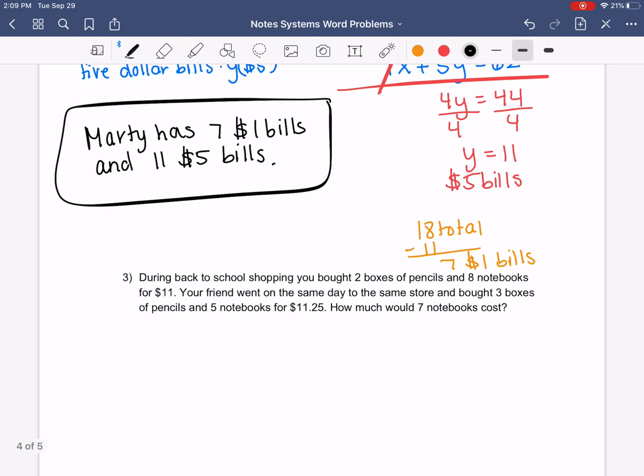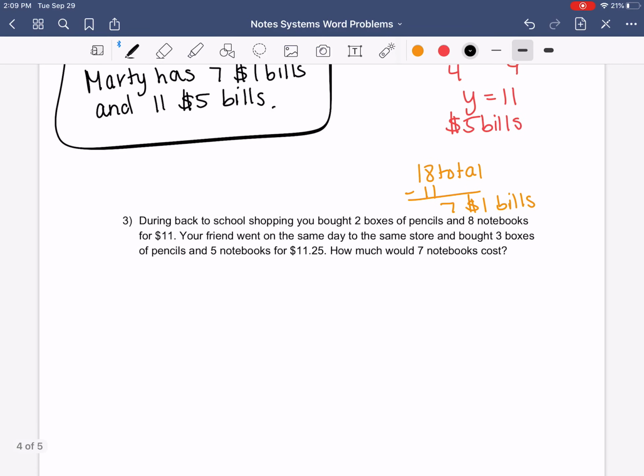All right, last example. You guys can pause and write it down. It says during back to school shopping, you bought 2 boxes of pencils and 8 notebooks for $11. Your friend went on the same day to the same store and bought 3 boxes of pencils and 5 notebooks for $11.25. How much would 7 notebooks cost? Okay, so he went back to school shopping, bought 2 boxes of pencil and 8 notebooks for $11. That sentence is actually your mathematical statement that we're going to write. And then your friend bought 3 boxes of pencils and 5 notebooks for $11.25.